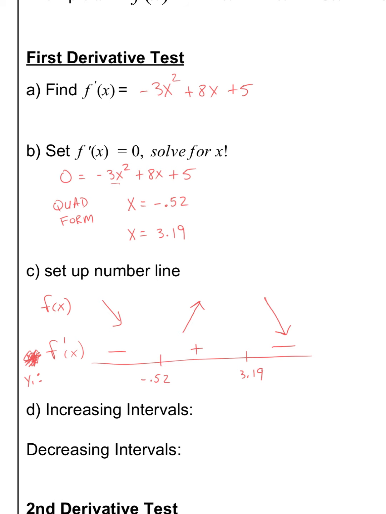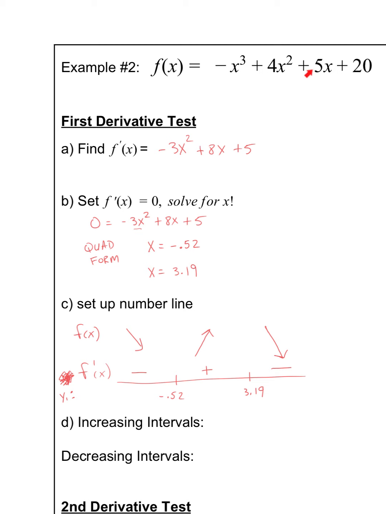All right, so since this is a cubic, my original function up here is a cubic, I should have 3 turns. Down, up, down. It looks like right here, because we're going from decreasing to increasing, this is my minimum.